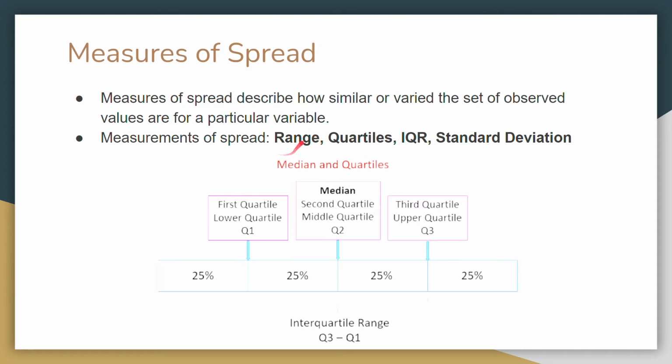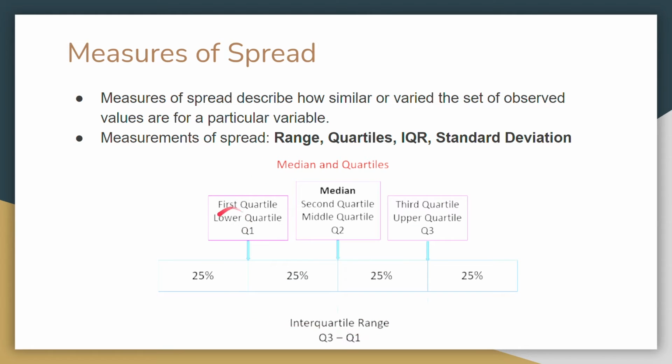So first off, the range is the highest value subtracted by the lowest value in your given data set. So it's going to tell you the range of values between those two values. Then with quartiles, I have an image here of the median and the quartiles.